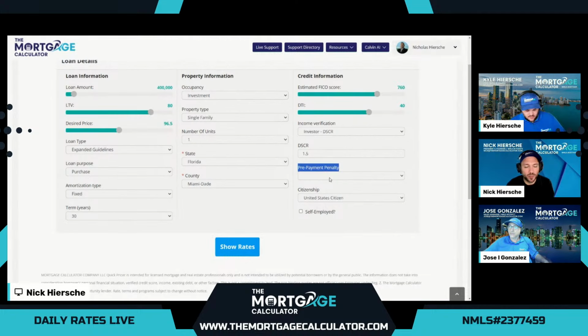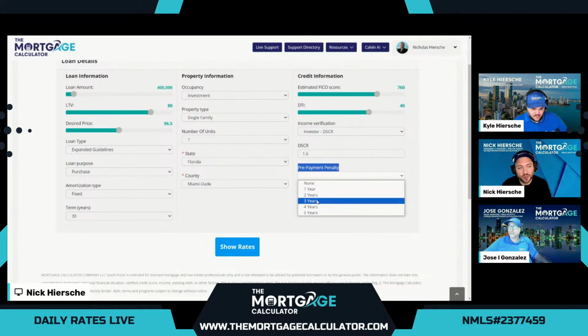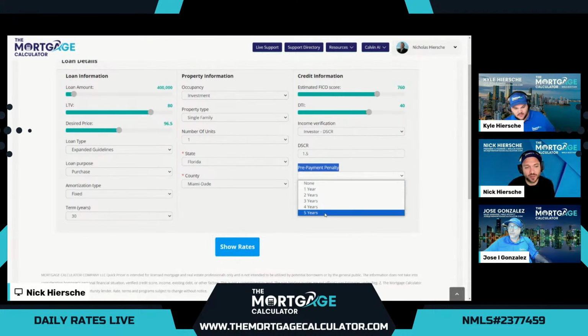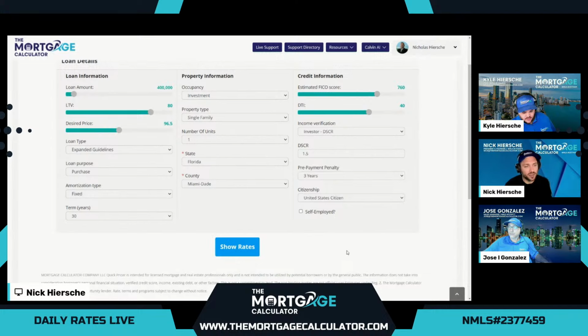And finally, prepayment penalty must be selected. 3 years is standard for these programs. We can select 0. That will limit what shows up and cost much more. We can also select 5 years if our customer wants to keep the property, but that does limit what shows up. It does save a little bit of money if our customer wants it. 3 years is standard. That's what we'll use here. So we can see the most options pop up.